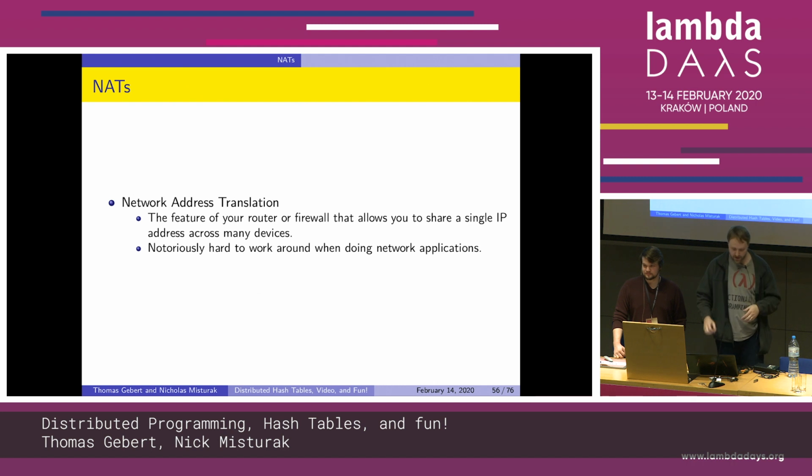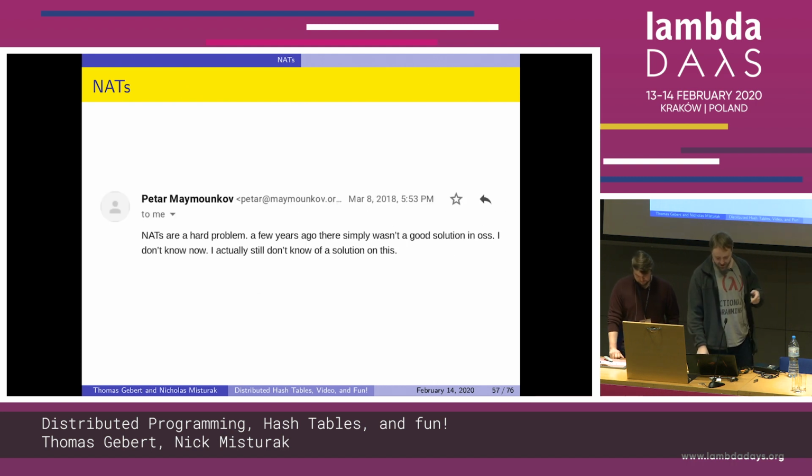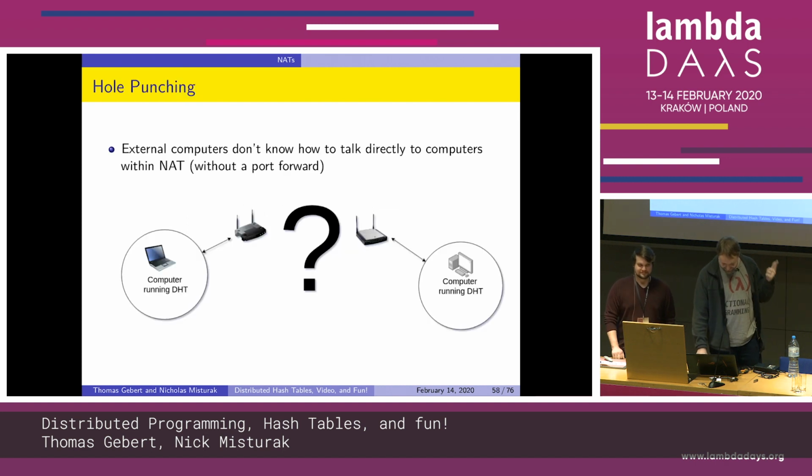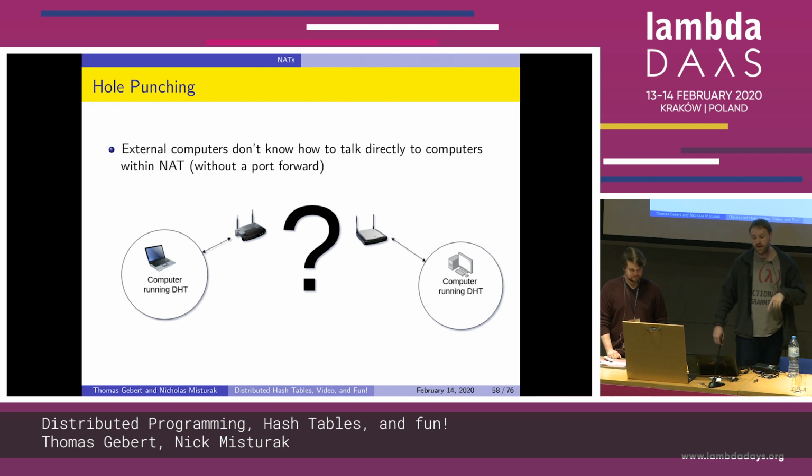People get paid a lot of money to figure out the best ways of dealing with it. I actually emailed the dude who made the Kademlia algorithm, and his response was basically, I don't know how to solve it either. But there is a way to solve it, and it's called hole punching. People seem to think you can only do it with UDP. It's easier with UDP, but you can do it with TCP, but I did it with UDP.